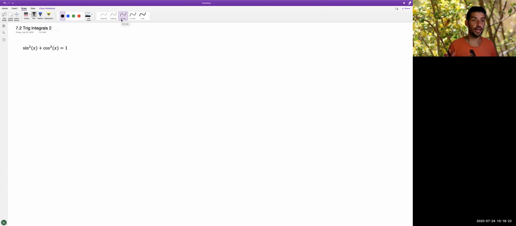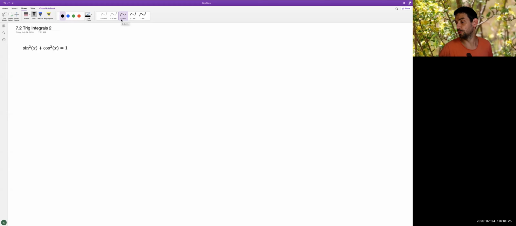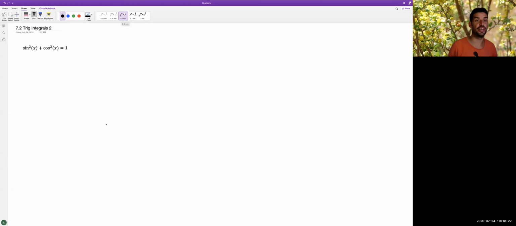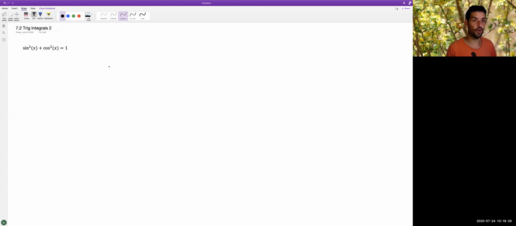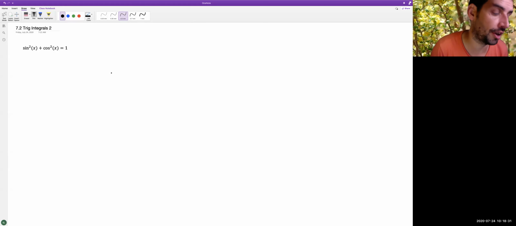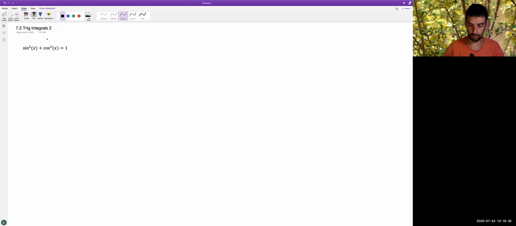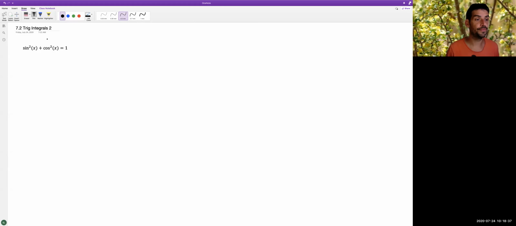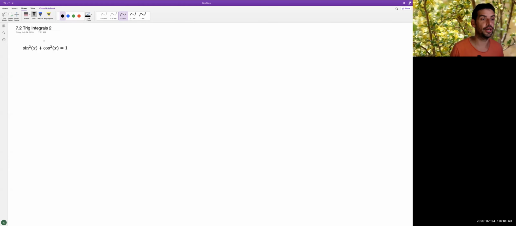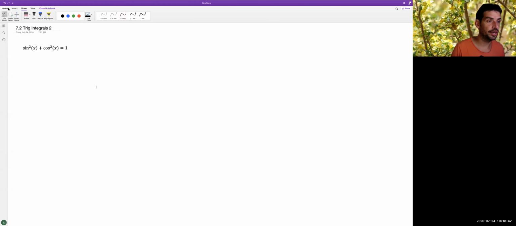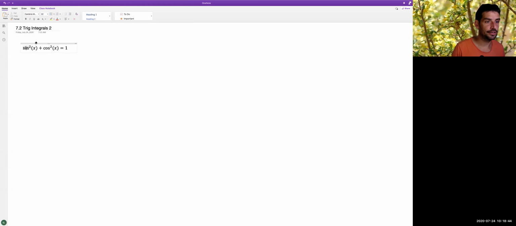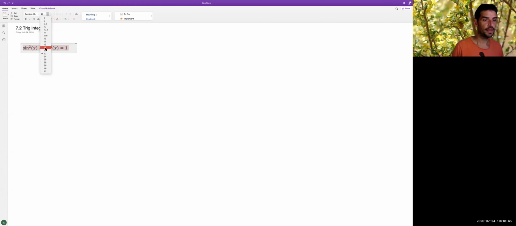Hello, everybody. So I'm going to finish up. We were looking at some trig integrals yesterday. We looked at ones that had powers of sine and cosine multiplied together, and we used this identity here, sine squared plus cosine squared is equal to 1. Let's actually make this a little bit bigger, I think.